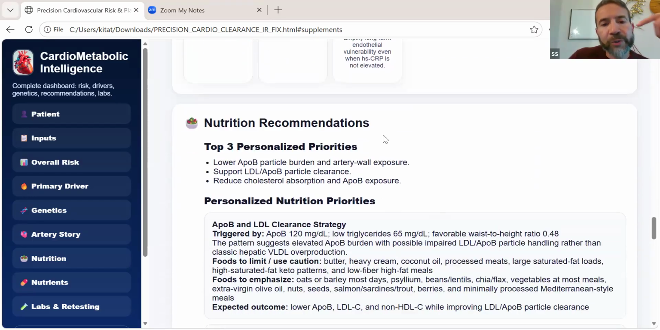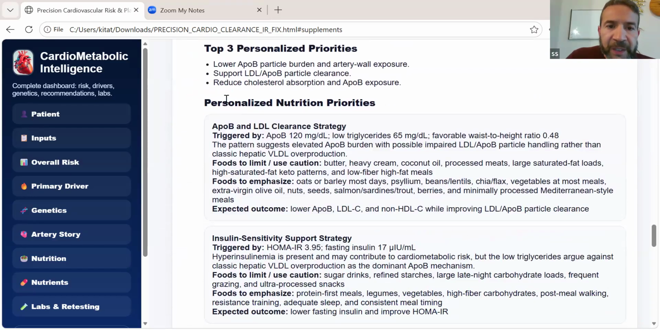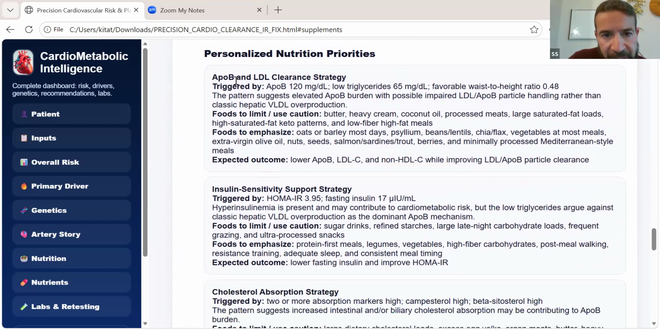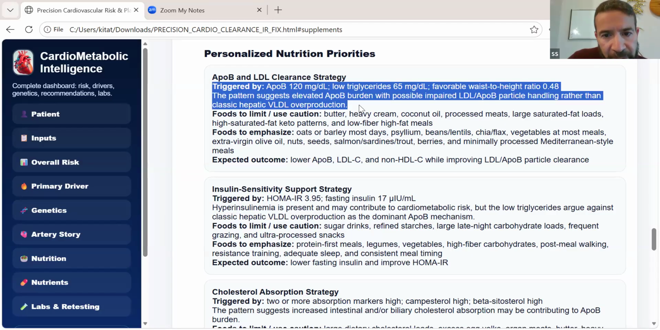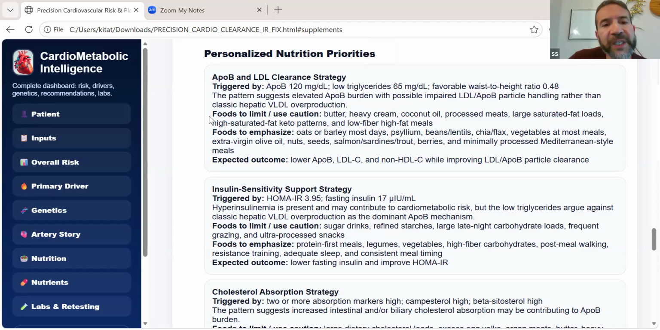All right. So now the nutrition recommendation. Top 3 goals are to lower ApoB particle burden, support ApoB clearance, and reduce reabsorption from the intestines. How are we going to do that? These are the guidelines. These are the reasons why they were triggered, first and foremost. And first, we start with foods to eliminate. Before we talk about foods to add, we talk about foods to eliminate.